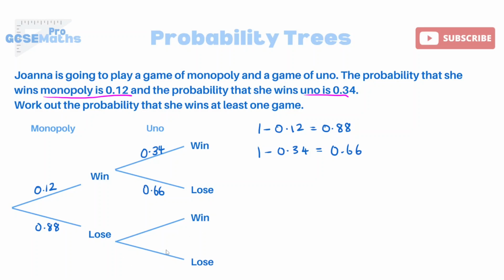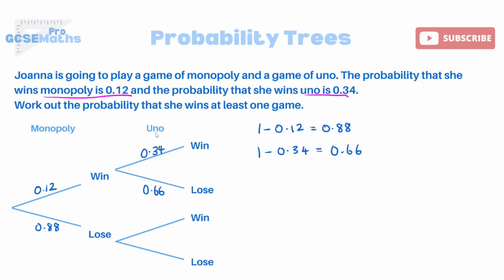Now we've got to the point where we're like, okay, I've got two of my sets of branches, but what about the third one? Well, this is where we had to figure out, does what happens in the first column, so in this case playing Monopoly, affect her chances of winning or losing Uno? From the information they've given us, there's no hint that winning or losing Monopoly is going to change her outcome in Uno. They're completely separate games. They're not dependent on each other.